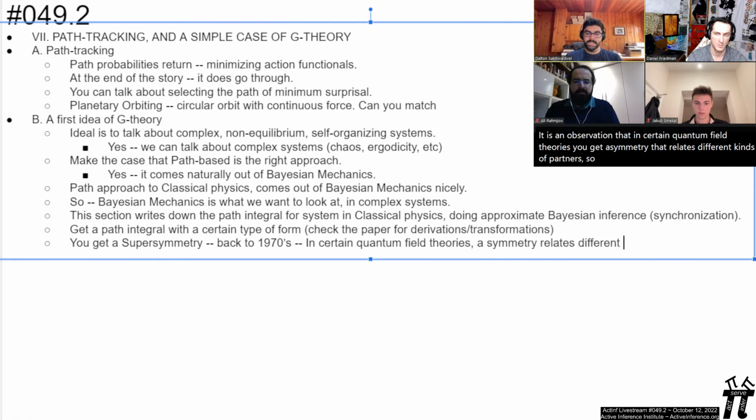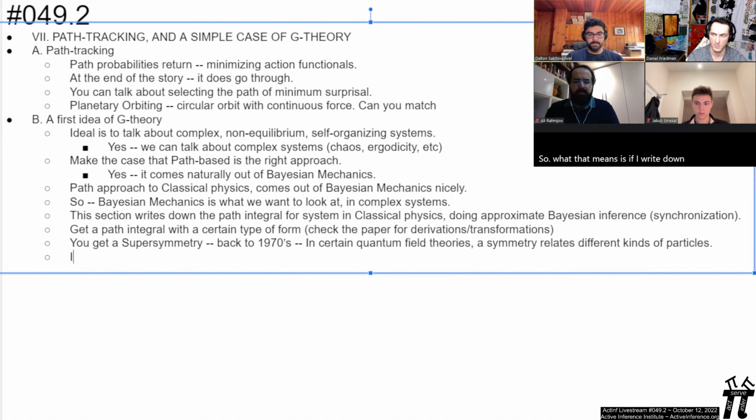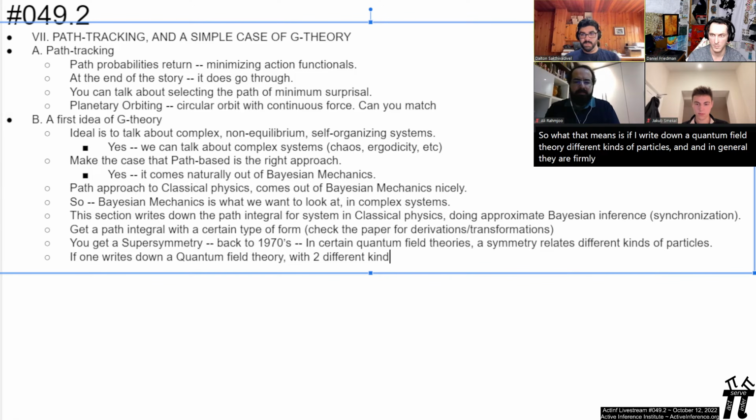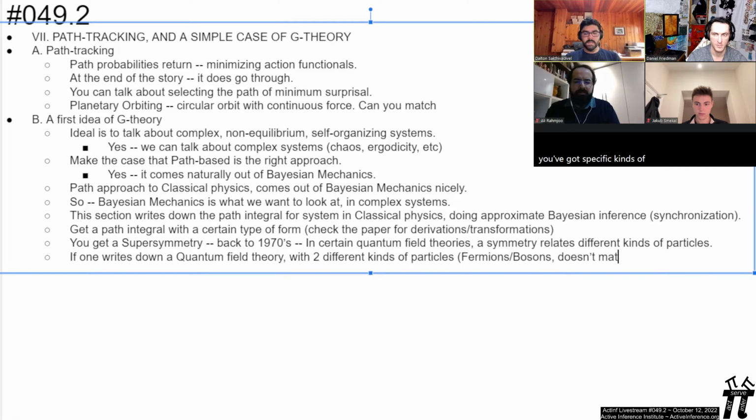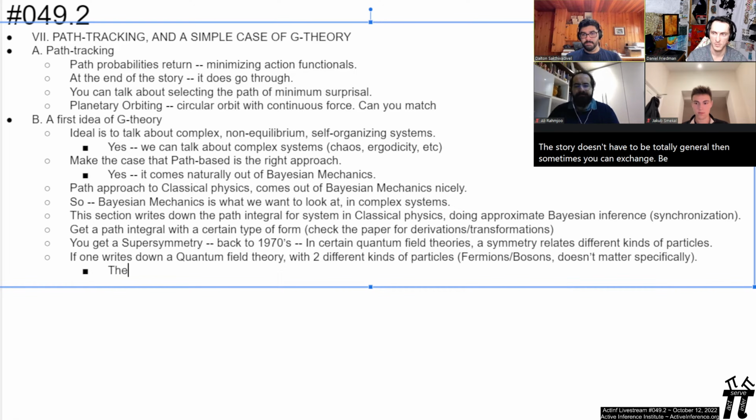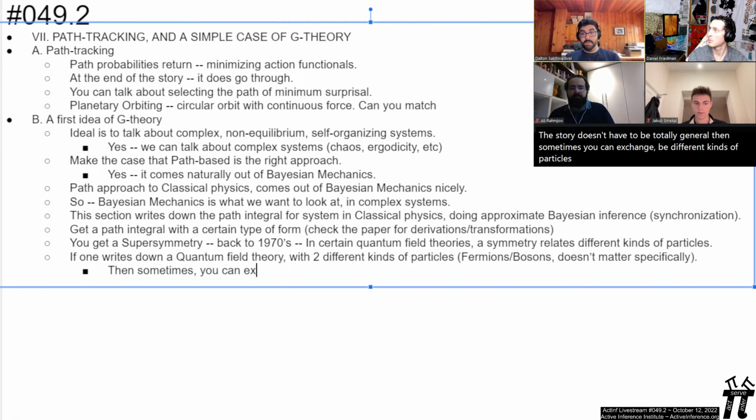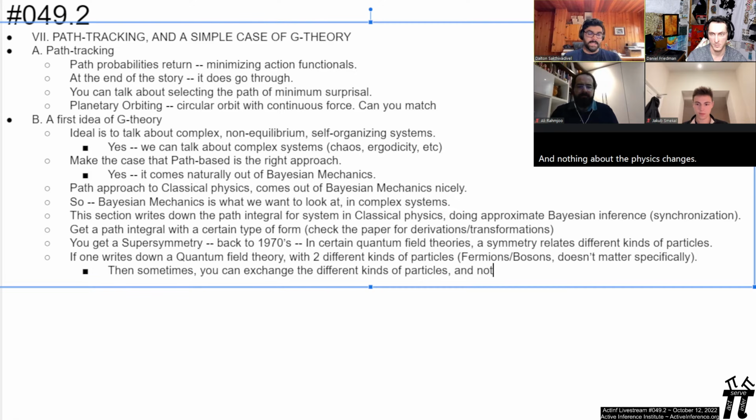So what that means is, if I write down a quantum field theory with two different kinds of particles, in general they are fermions or bosons, but it doesn't actually quite matter what. At least you can get specific kinds of fermions and bosons. So the story doesn't have to be totally general. Then sometimes you can exchange the different kinds of particles and you get the same theory. So you can freely swap them and nothing about the physics changes. This is called a supersymmetry.